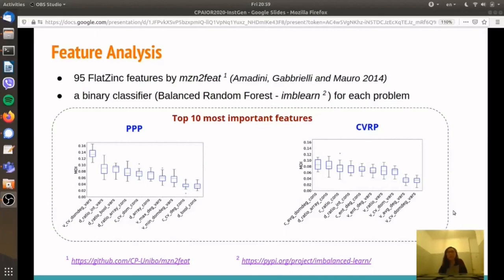For the CVRP problem, the first 8 features seem to be equally important, and in this case, it would be more difficult to get any useful insights.